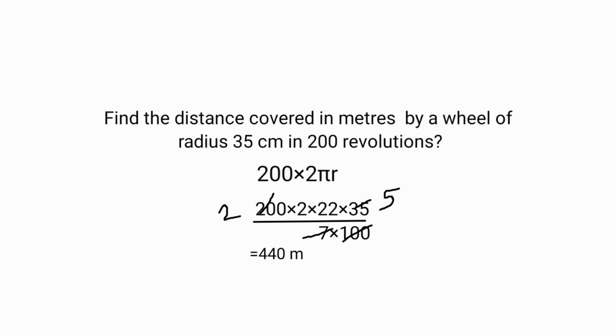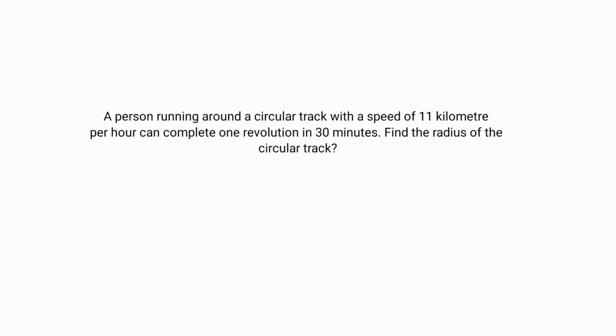So I will explain it once again. When a wheel makes one revolution, it will cover a distance equal to its circumference. So when it makes 200 revolutions, the distance covered will be equal to 200 into its circumference. We know that the circumference is 2 pi r, so 200 into 2 pi r will come. Moving on to the next question.